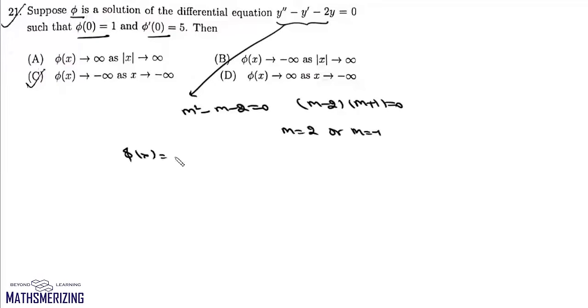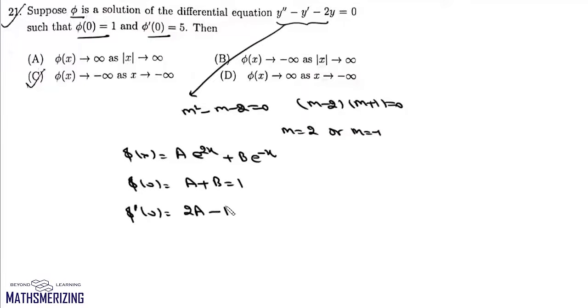So we can write this phi(x) as a into e to the power 2x plus b into e to the power minus x. Now we're given that phi(0) is 1. So phi(0) is a plus b, and it is equal to 1, and phi dash (0) will be 2a minus b, and it is 5. Now if we add them, we'll get a as 2, and if the value of a is 2, the value of b is minus 1. So we can write this phi(x) as 2 into e to the power 2x minus e to the power minus x.